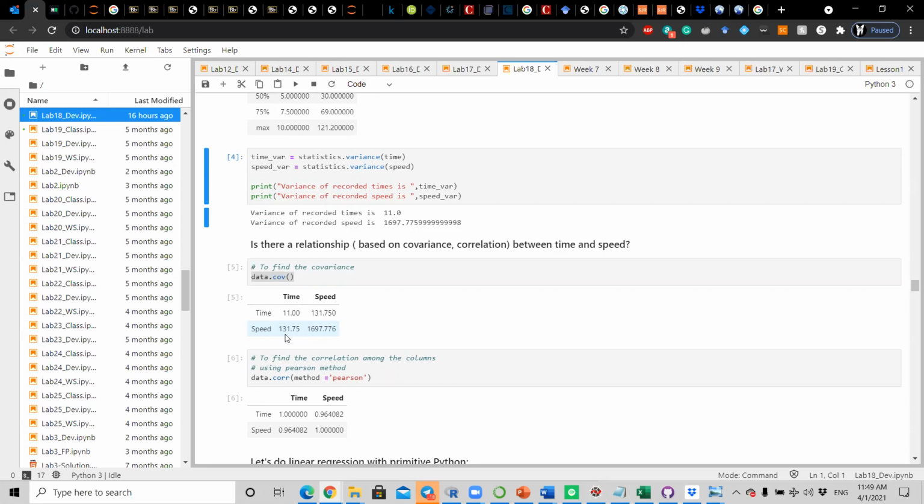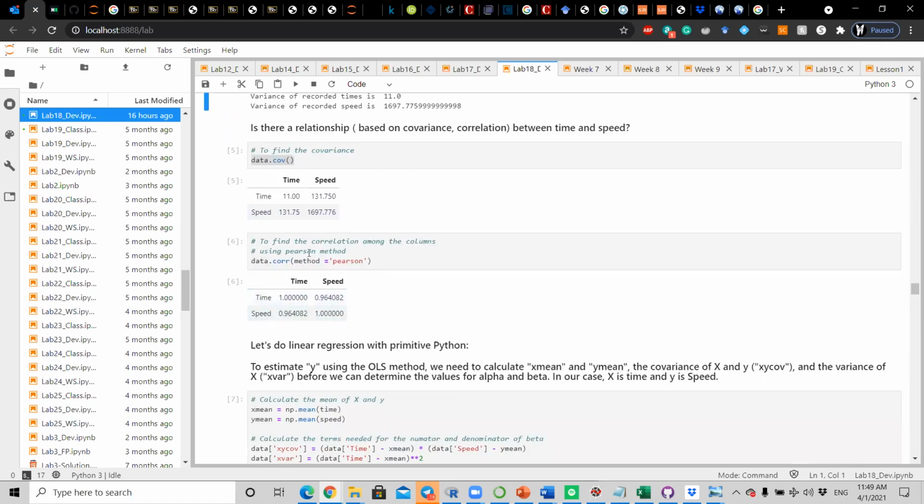Okay, so I am telling you that you have 131.75 covariance between speed and time. What does that mean? I thought you said that we can't make any judgments other than positive or negative at this point. Good. What do you need to make a judgment? Pearson's R. Or any other correlation coefficient, correct.